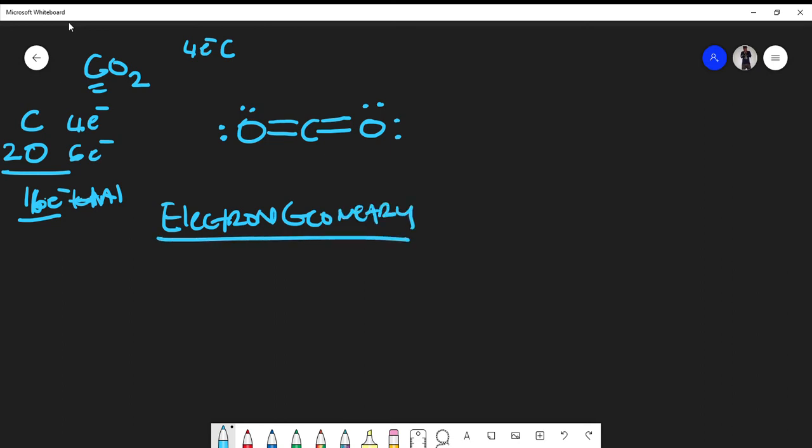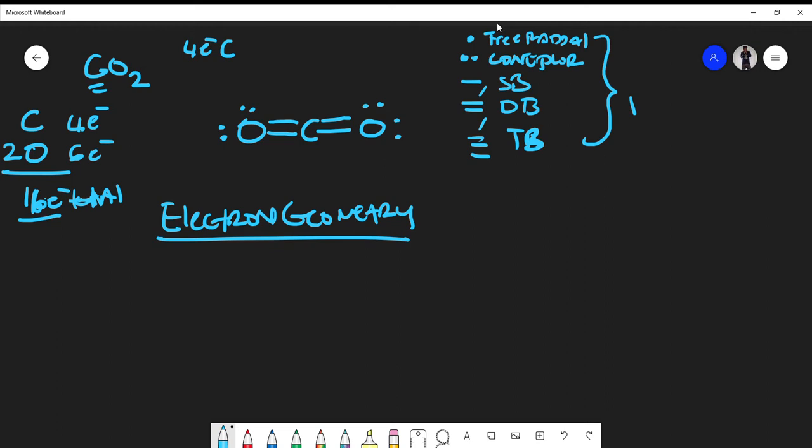Before we start, you guys probably won't see free radicals at this point in your chemistry career, but a free radical, a lone pair, a single bond, a double bond, and a triple bond all count as one electron group. This is very important. If you can't see this, then you will mess up the problem.